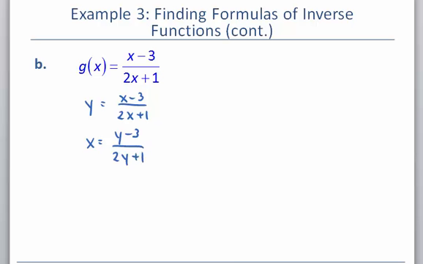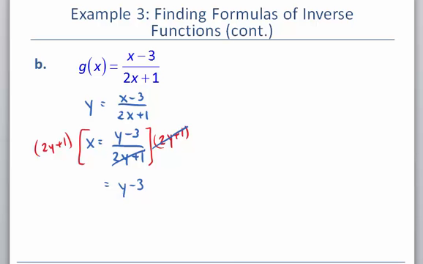Then we need to start working at solving the equation for y. So the first part about this equation that makes it kind of difficult is that we have a fraction. So let's multiply both sides by 2y plus 1. And that will help us in that the fraction will go away on the right-hand side.